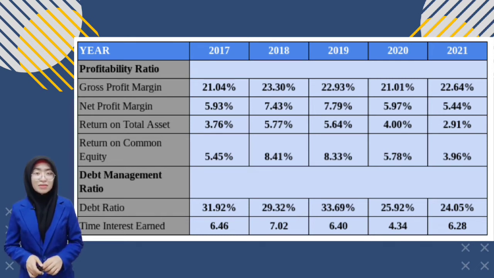Lastly, debt management ratio performance. For debt ratio, the ratio fluctuates from 2017 until 2020. Then, the ratio shows a slight decrease from 2020 to 2021. For times interest earned, the ratio increased from 2017 to 2018. However, from 2019 to 2020, the ratio showed a slight decrease, and in 2021, the ratio increased.